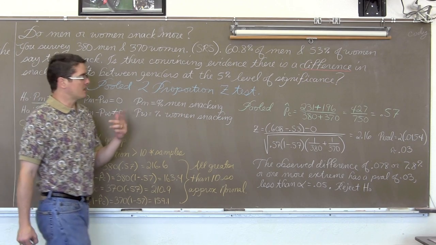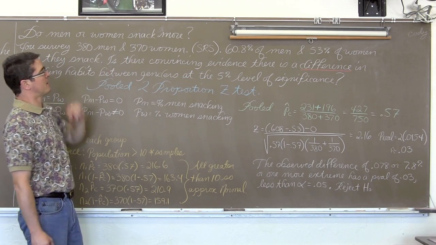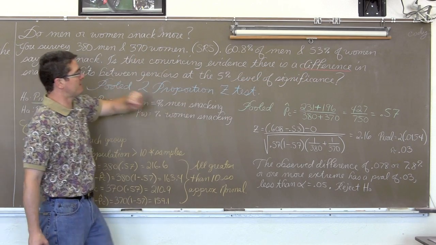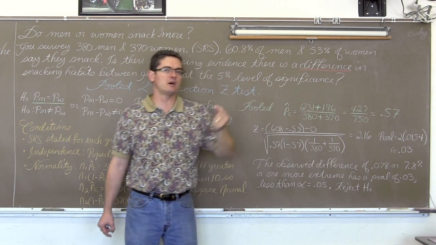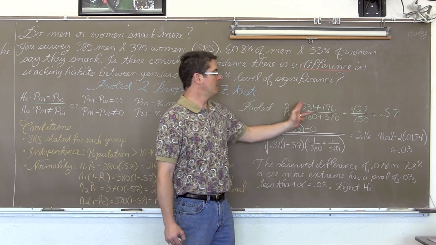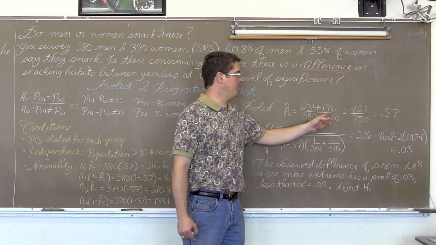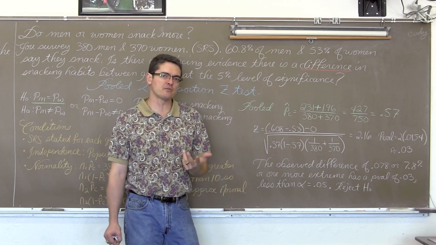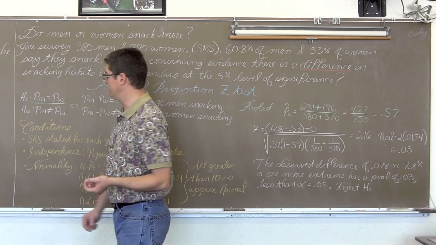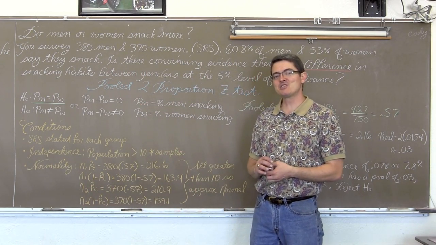But the number of successes could be given to you, or you could take 60.8% times 380 and round off to the whole number count, and 53% of 370 and get that whole number count rounded off. And you get 231 plus 196. My successes, over 380 plus 370, the number of trials for each sample, and we get a combined pooled proportion of 0.57. Okay, now we're ready to do the conditions, and then finally do a calculation and draw a conclusion.